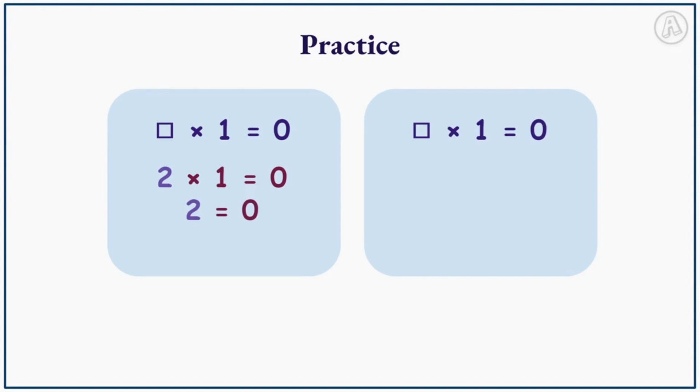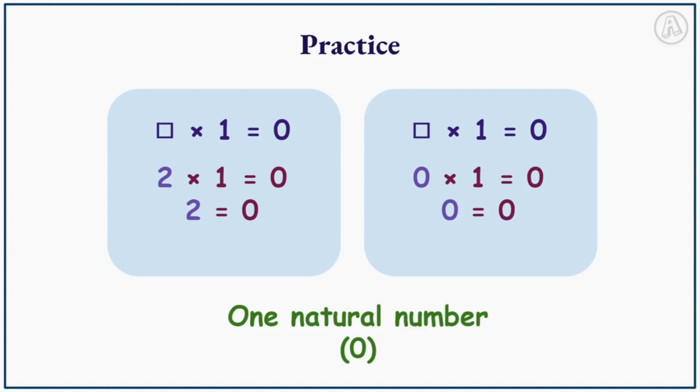Now let's replace the placeholder with another natural number. We will use 0. So 0 times 1 equals 0. So this makes this equation true. So only one natural number, namely 0, will make this equation true.